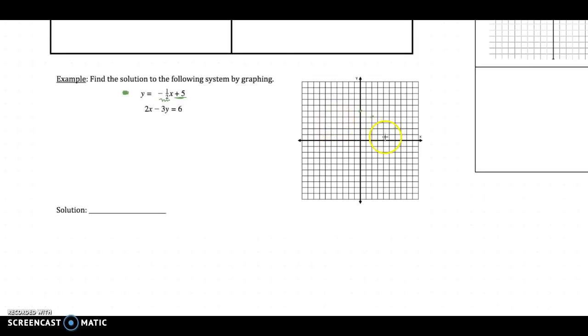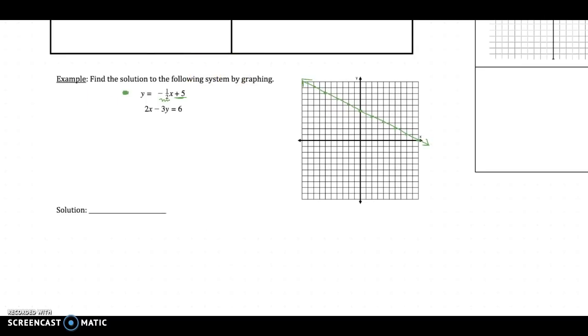Since I don't have a ruler for this video, I'm going to keep making dots so I can make this as accurate as I can, but you probably only need 1 or 2 or 3 dots, and then you should be able to draw your line. So my line should look something like this, and I should have arrows on the ends.